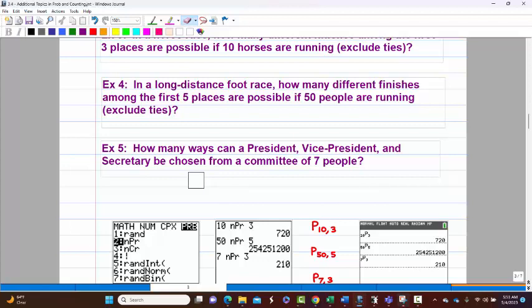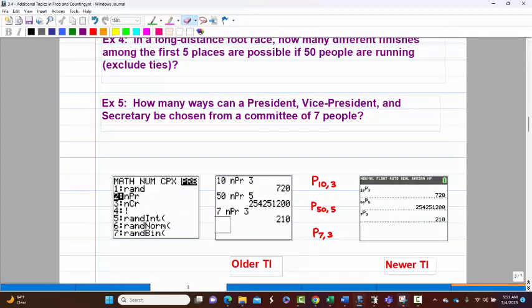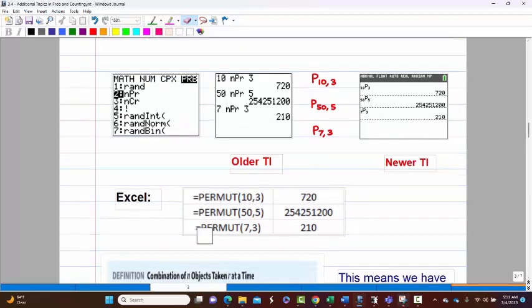All right, we're choosing 3 people out of 7, but we're choosing 3 in such a way that because they have titles, the order of them matters. So if you choose 3 people, and they each have different titles, then the order that they're in matters. So that's what makes this a permutation. So it's 7 people choosing 3, and that would be this last calculation right here. 7 NPR 3 is 210. So the order matters. And then PERMUT(7, 3) is 210.